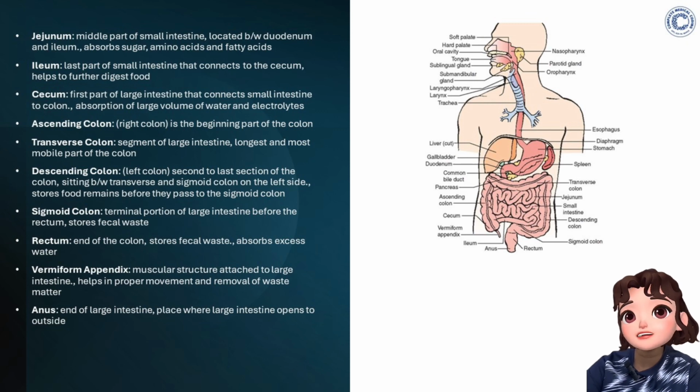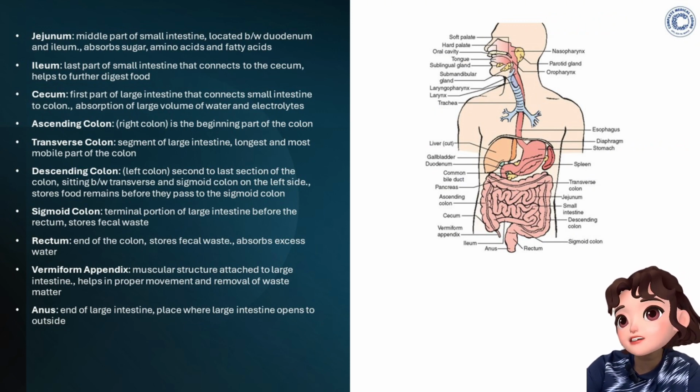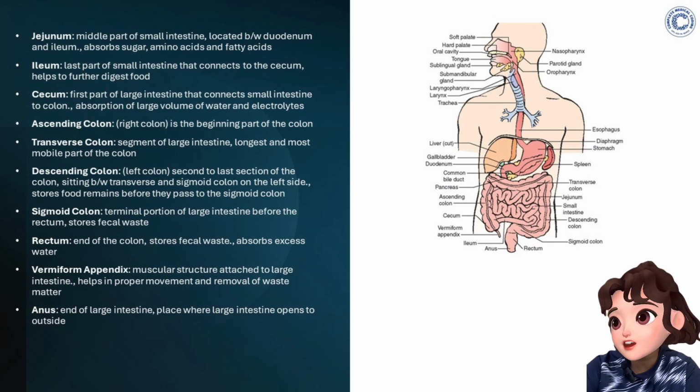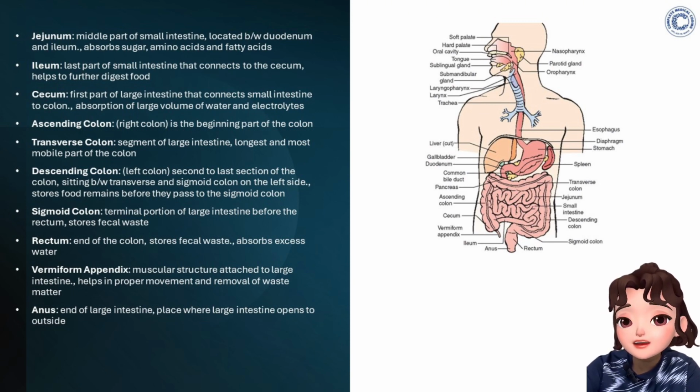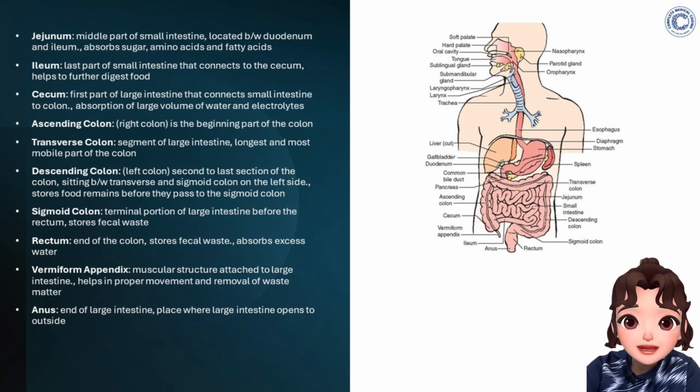Jejunum. It's the middle part of the small intestine, located between the duodenum and ileum. It absorbs sugar, amino acids and fatty acids. You can just look into the picture. Everything is in order. The digestive system is very easy to learn, as everybody knows. Only a few anatomical terms you need to remember. Then after the jejunum, it comes the ileum. It's the last part of the small intestine that connects to the cecum and it helps to further digest the food.